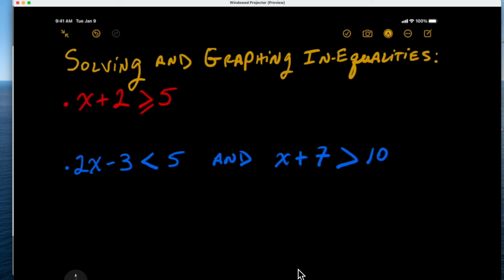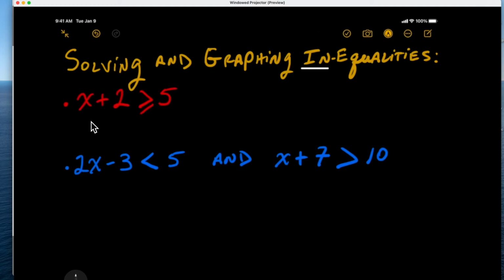In this video, we're going to talk about solving and graphing inequalities. And the term inequality refers to the fact that there are no equal signs in these expressions. Here you could see a greater than or equal sign, here a less than, here a greater than, but no equal sign. So that's where that term comes from, inequalities.